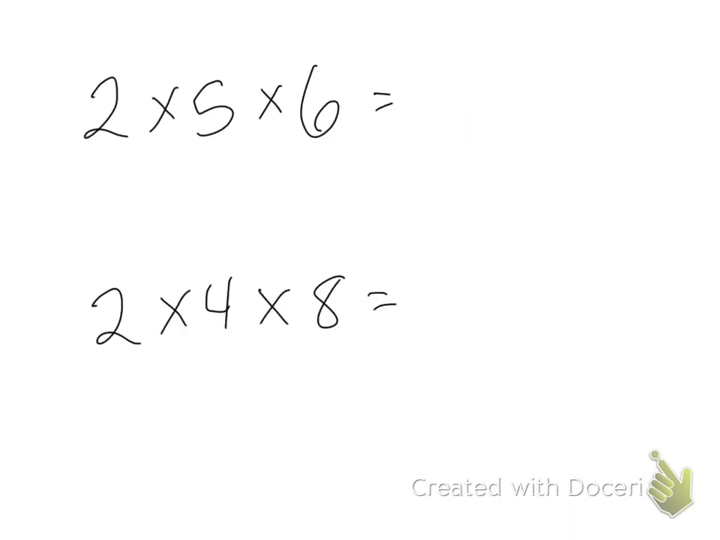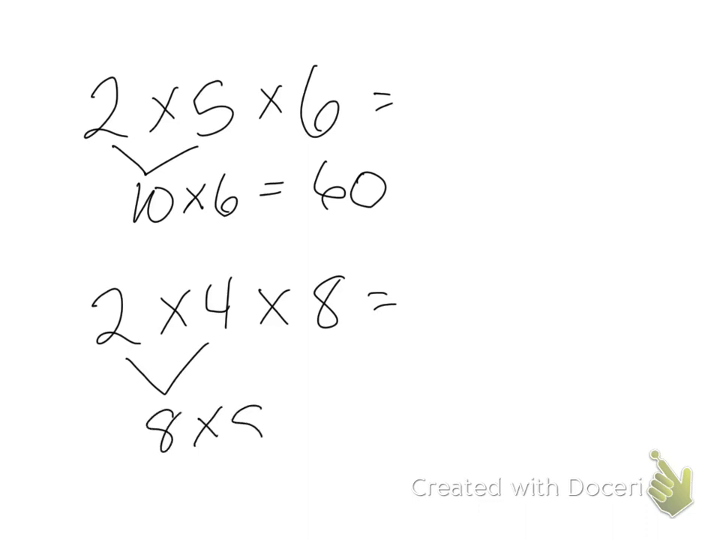Okay, what about 2 times 5 times 6? Well, on this one, it's easiest to do 2 times 5 first. 2 times 5 is 10. And then we times that by 6, and that equals 60. What about 2 times 4 times 8? Well, 2 times 4 is 8, and 8 times 8 is a double, which I know is 64.